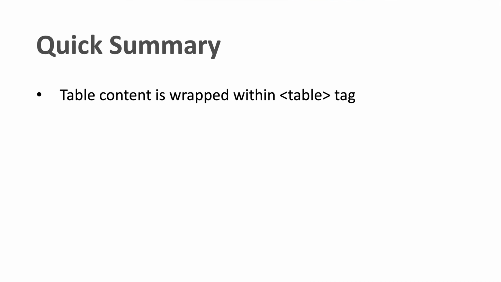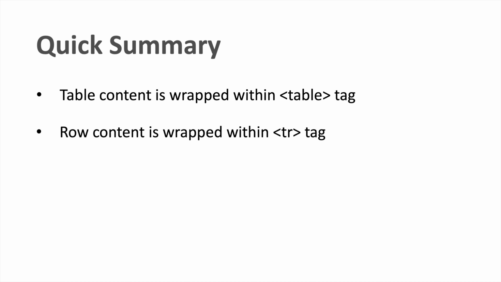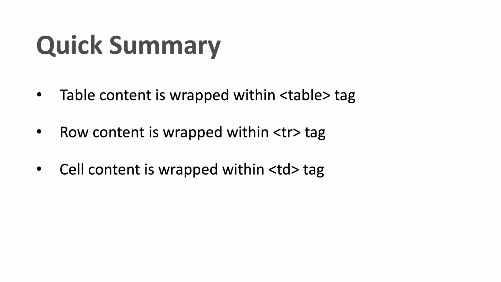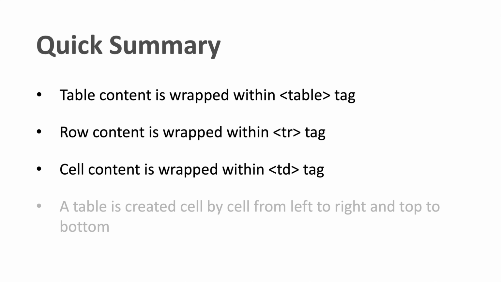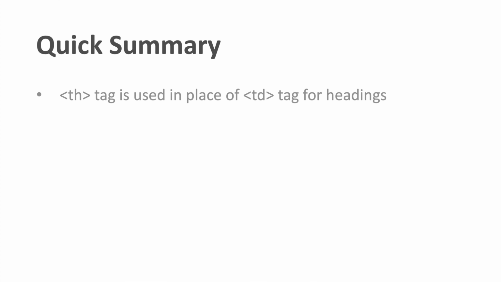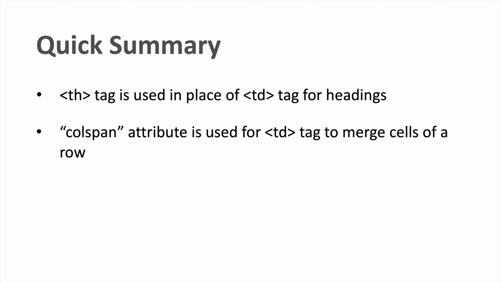Here's a quick summary. Entire table content is wrapped within the table tag. Each row content is wrapped within the tr tag. Each cell content is wrapped within the td tag. A table is created cell by cell from left to right and top to bottom. The th tag is used in place of the td tag for headings. The attribute colspan is used for the td tag to merge cells of a row.